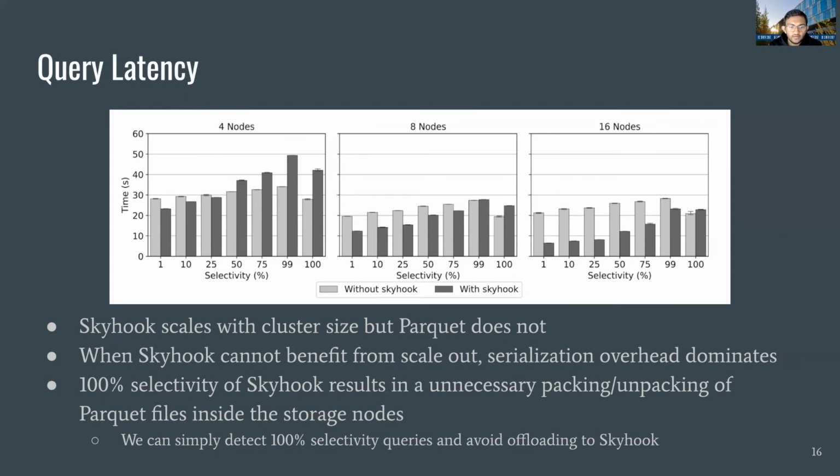Also, you might see that at 100% selectivity, Skyhook is slower than the without-Skyhook case. This is because for 100% selectivity, Skyhook results in an unnecessary packing and unpacking of the data inside the storage nodes. So basically there is no fast path. But this is not a problem because we can simply detect the 100% selectivity queries and avoid offloading to Skyhook altogether, and just scan on the client side using Parquet.